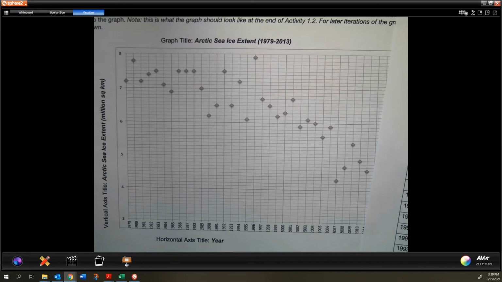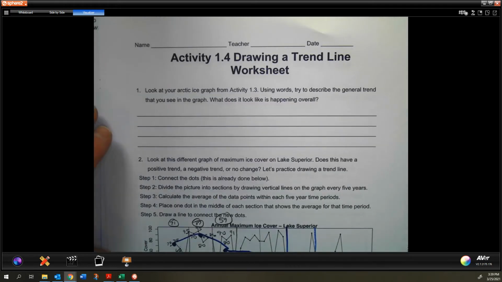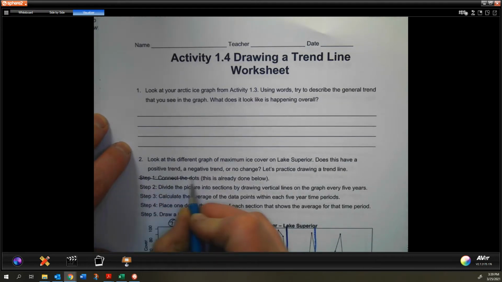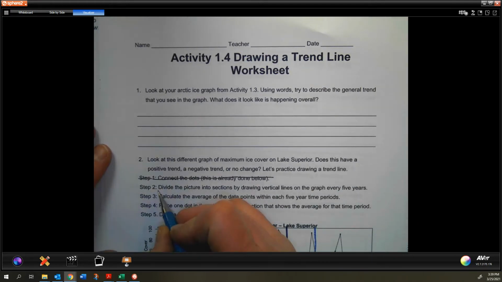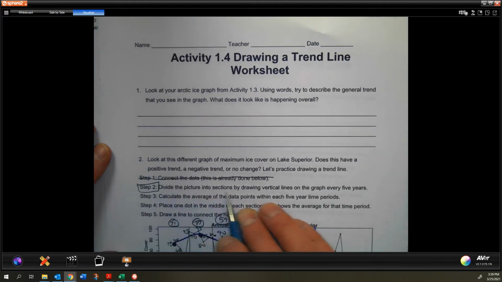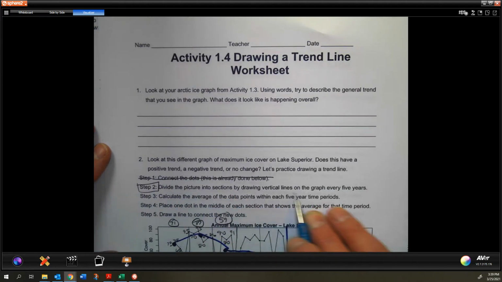And if you remember, step one was to connect the dots. We are not going to connect the dots. Don't even worry about that step. If you already did it, leave it there, no problem. If you haven't, don't worry about it. But we are going to do step number 2 right here, which is to divide the picture into sections by drawing vertical lines on the graph every 5 years.